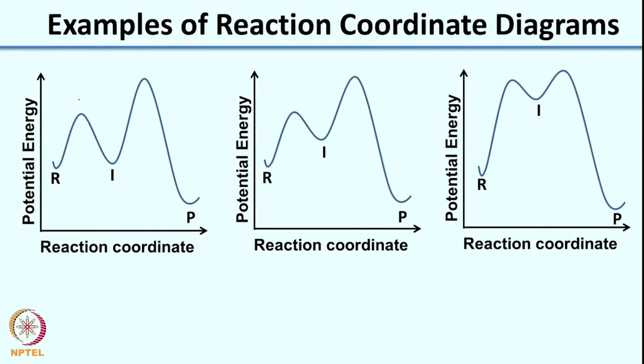So, in the first case, what you would see is, if I compare TS1 and TS2, this is the energy for the first step. For the second step, this is the energy for the second step. So, in this case, the energy to get to TS2 is higher than TS1. So, this would be the rate determining step.